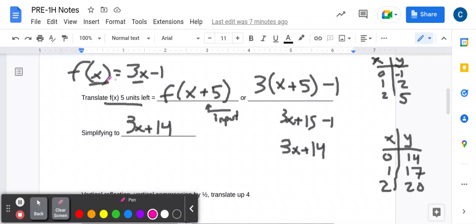Okay. Again, so we're translating 5 units to the left. The x plus 5 becomes the input for x. So we plug x plus 5 in for x, kind of like we did on 1g. All right, and now when we actually simplify the equation, we can do that, just doing a little distribution and simplifying the equation down there.